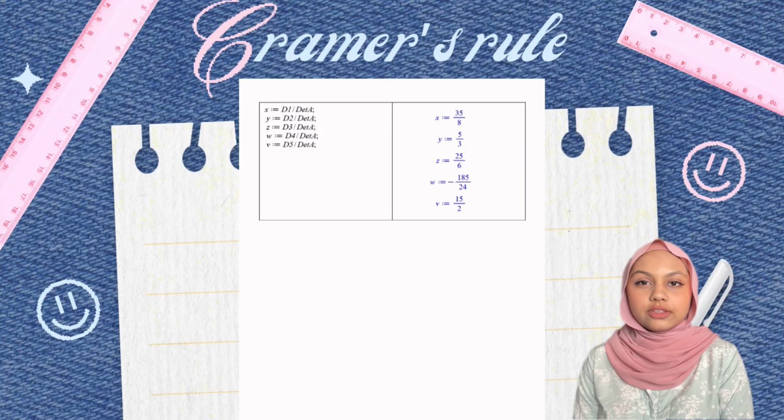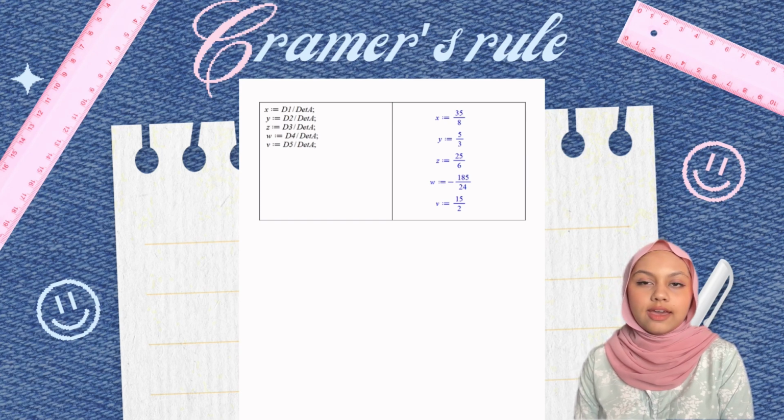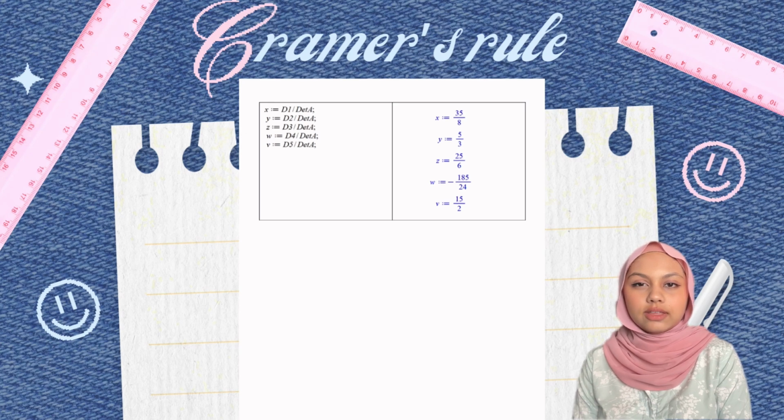By dividing each determinant A1, A2, A3, A4, and A5 by the determinant of A, we will get the final answer, which is x is equal to 35/8, y is equal to 5/3, z is equal to 25/6, w is equal to negative 185/24, and lastly, v equals 15/2.